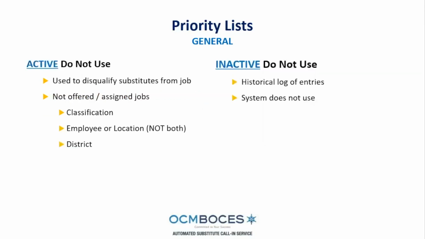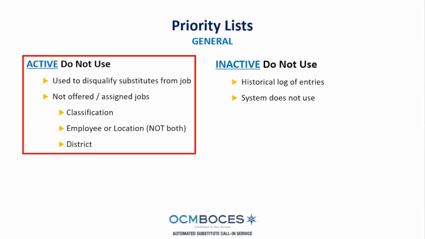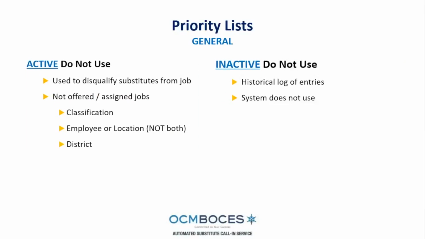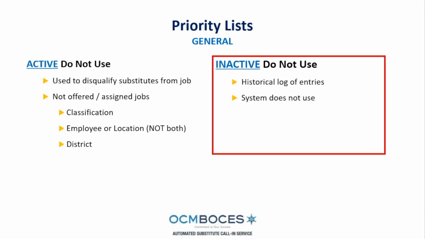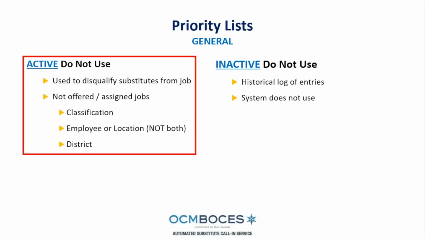And our last priority list is the do not use list, and there are 2 breakdowns. There's the active do not use list versus inactive. An inactive do not use is more of a historical log of entries. The active do not use, we can list by classification, employee or location, not both, or even by the district as a whole.